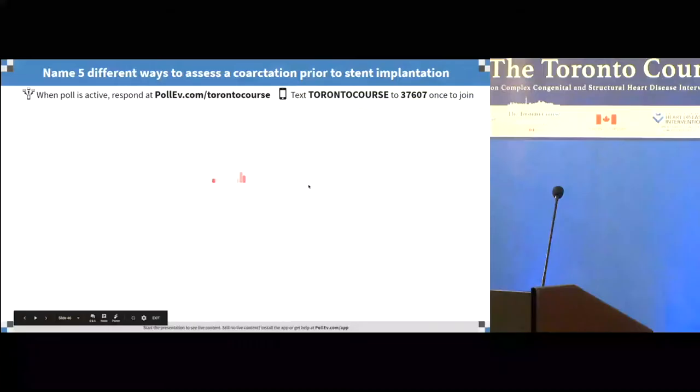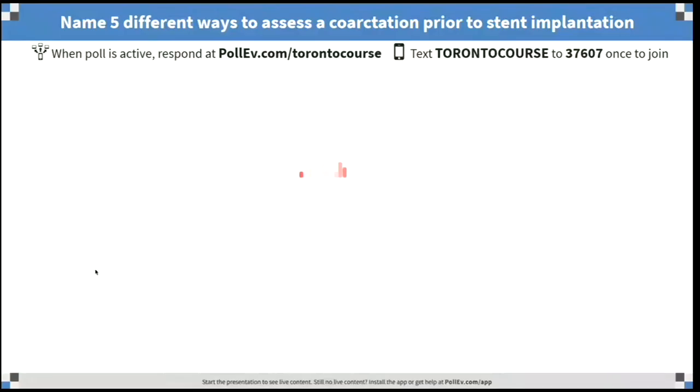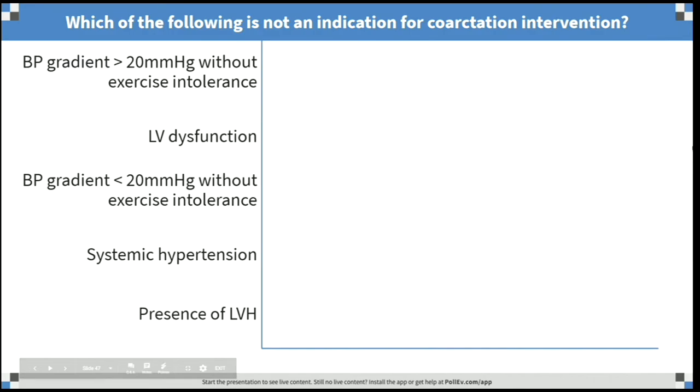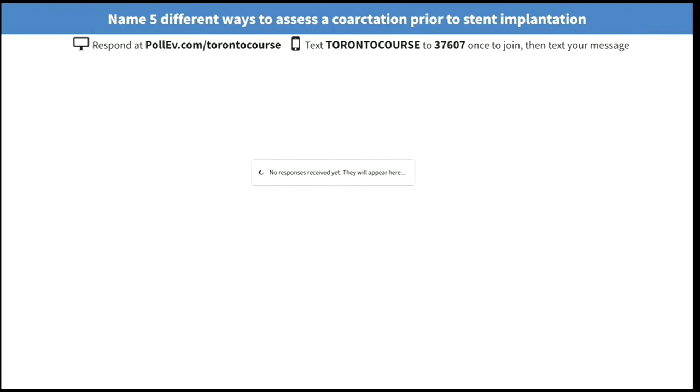Anyone have questions? Oh, yeah, we have questions. Questions? What's this? This is like a freehand? Yep. How come it's not coming in?